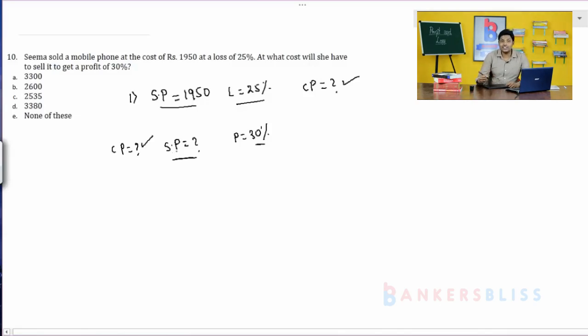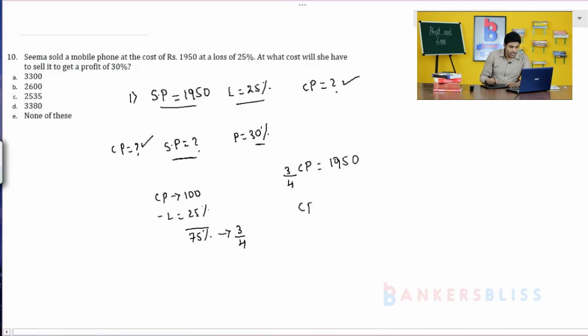See here, they have given the selling price, loss is equal to 25%. Very similar to the previous problem. So the cost price you consider as 100% and the loss 25%. So if you subtract, you are going to get 75%. 75% is nothing but 3 by 4 in fraction if you want to represent. So 3/4 of cost price is your selling price, that is 1950. Therefore, cost price is equal to 1950 into 4 by 3.